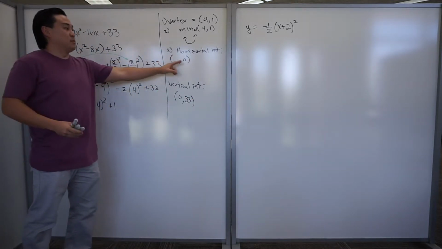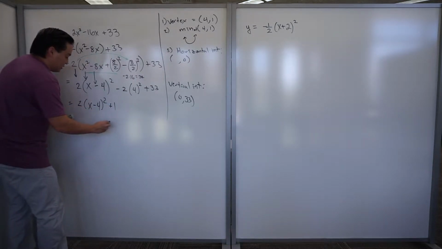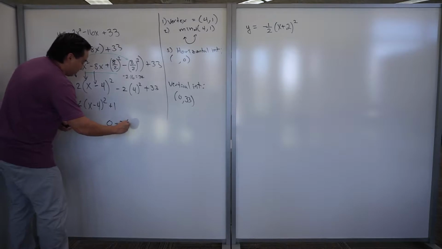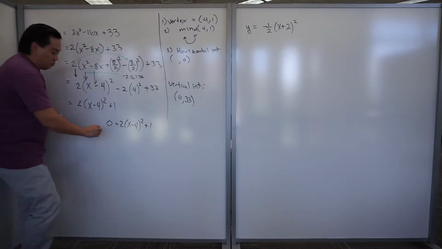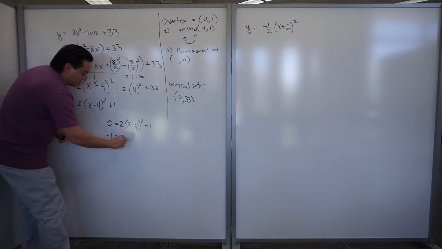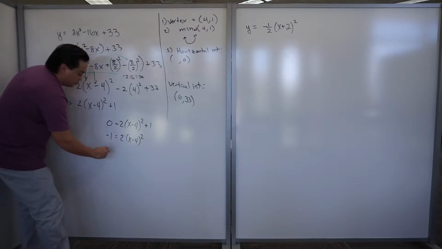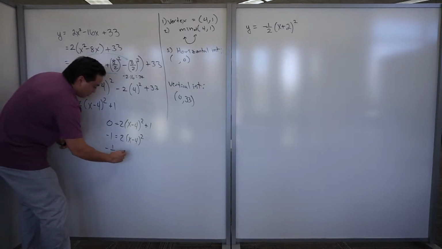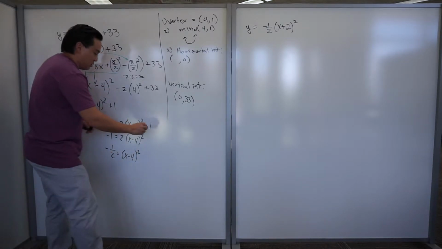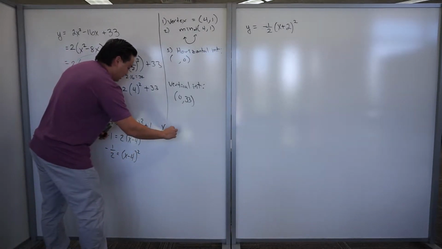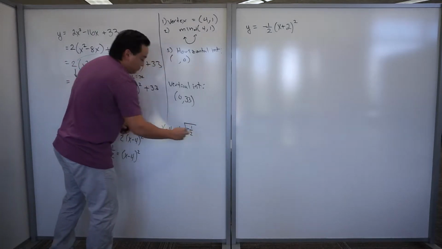The horizontal, though, is plugging in for y, which is going to be easier here. So what I'm going to do is I'm going to say 0 is equal to 2 times x minus 4 squared plus 1. Solve. Negative 1 is 2 times x minus 4 all squared. Divide both sides by 2. And then apply the square root property. So x minus 4 is equal to plus or minus the square root of negative 1/2.